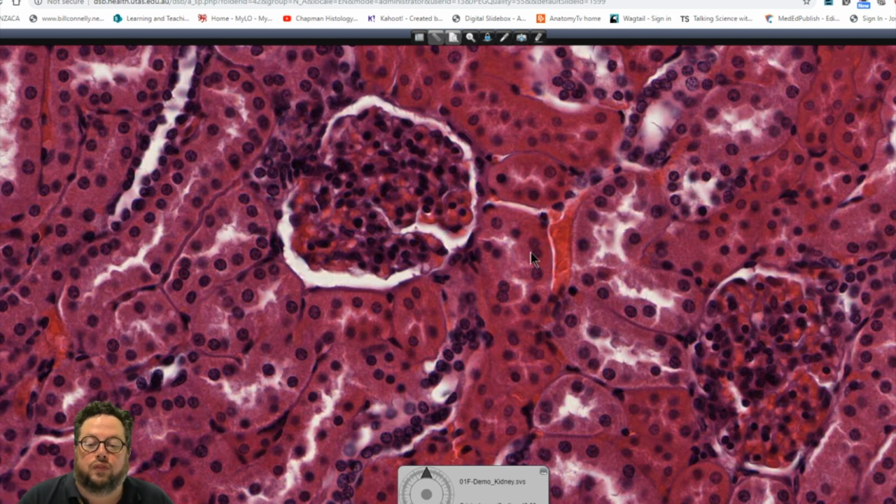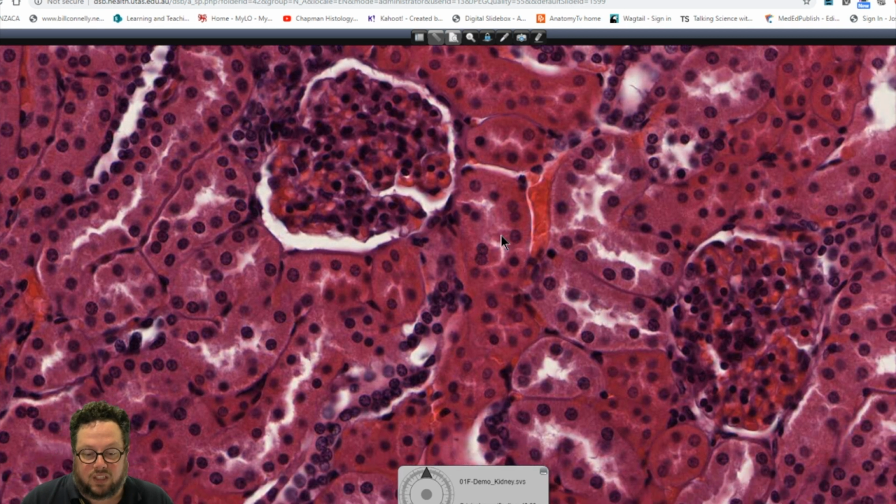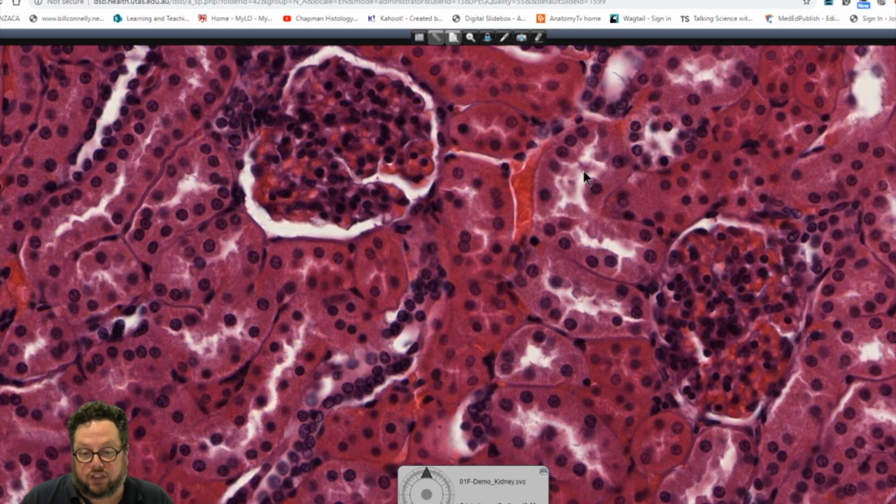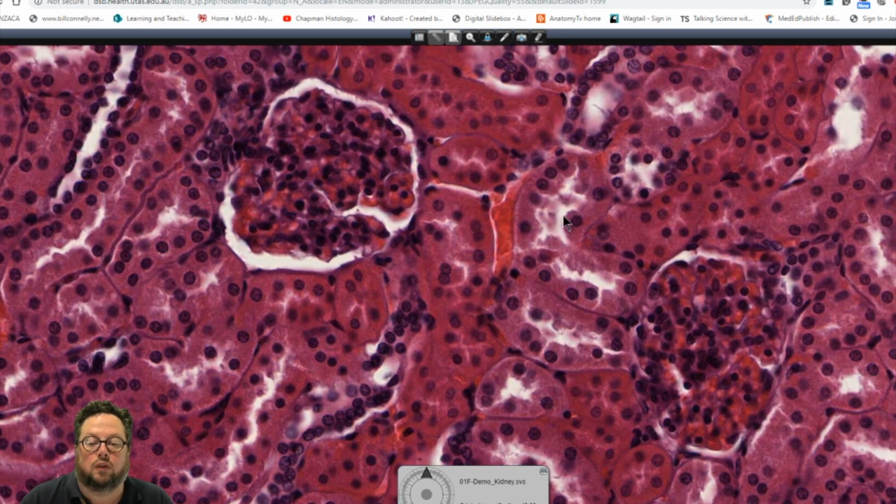So most of the filtrate is actually reabsorbed by the proximal convoluted tubules. Almost all of your glucose, almost all of your amino acids, many of your electrolytes, and most of your water are reabsorbed by those proximal convoluted tubules. Now, you might see these structures over here. This is actually the distal convoluted tubule. Now, how do we tell the difference?